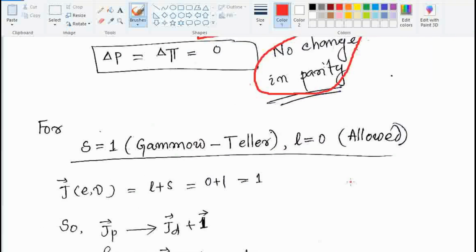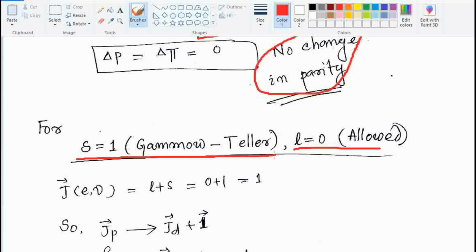Okay, now see what the Gamow-Teller transition is. For L equal to 0 and S equal to 1, it is an allowed Gamow-Teller transition. You remember that for S equal to 0, it is Fermi. Let's suppose we don't know the value of L. But if it is mentioned that S equal to 0, that means it is Fermi, and if it is mentioned that S equal to 1, that means it is Gamow-Teller. It is not Fermi. It is confirmed.